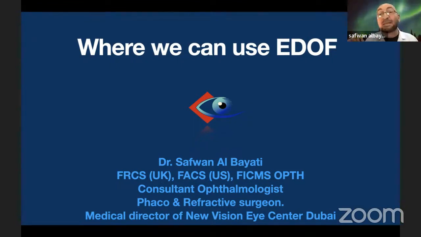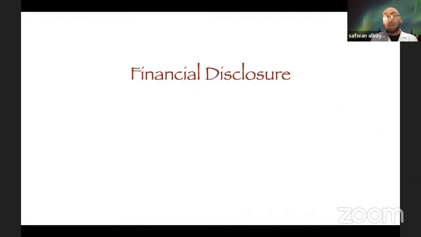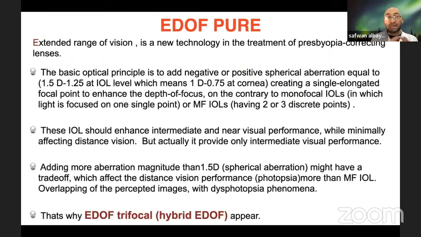So why did we create EDOF? I don't have any financial disclosure here. EDOF was created as an extended range of vision, a new technology in the treatment of presbyopia-correcting lenses. The basic optical principle is to add negative or positive spherical aberration. So it is a spherical aberration equal to 1.5 or 1.25 at the IOL level, which means 1 diopter, 0.75 at the cornea. That's what it adds. The aim is creating a single elongated focal point to enhance the depth of focus.